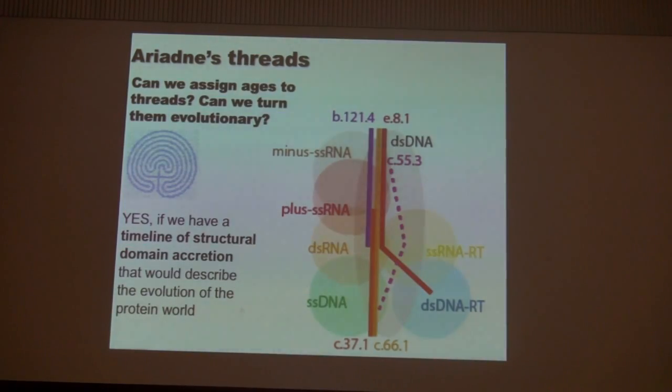So can we assign ages to these threads? Because if we do, we could go back in time, and then we could confirm indeed that those threads have historical information. So we have to reconstruct now and go back in time.